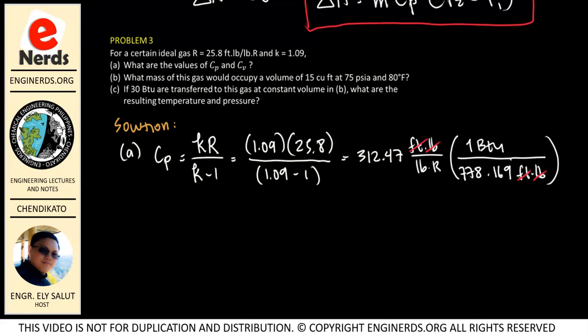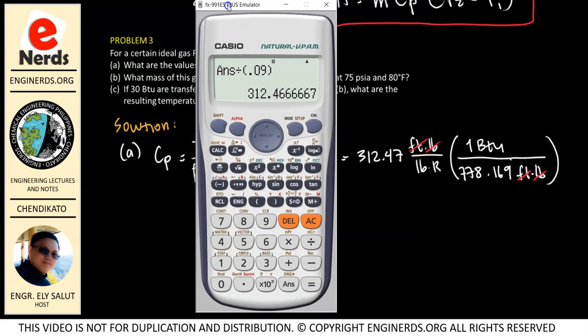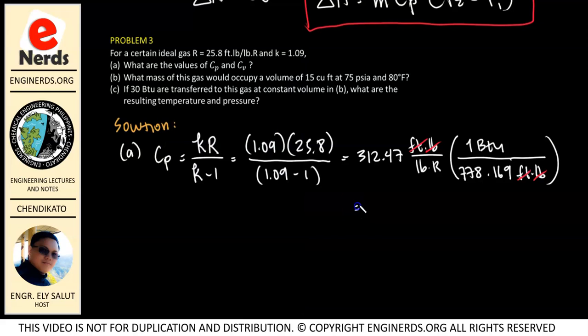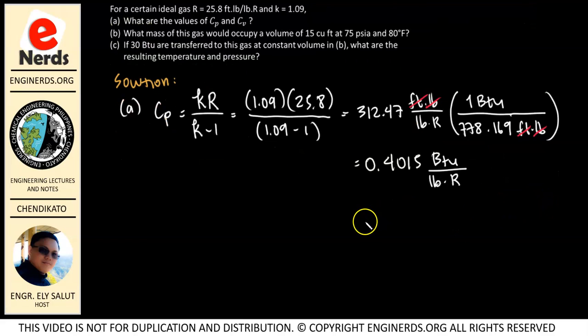Okay, so we're going to use our calculator again to convert. We're just going to divide this by 778.169, and this is equal to 0.4015. So we have 0.4015 BTU per pound Rankine.